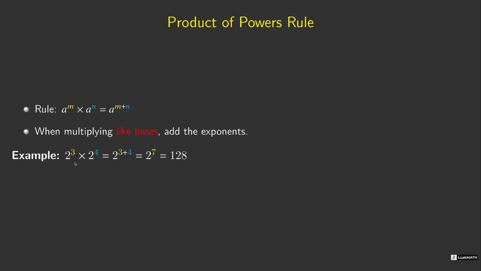Let's look at this example. 2 cubed times 2 raised to 4. Now, because the bases are the same, we add the exponents. So this becomes 2 raised to 3 plus 4, which is equal to 2 raised to 7. If you plug this into your calculator, you should get 128. We can check this using traditional methods by computing 2 cubed separately to get 8, and then computing 2 raised to 4 to get 16. Now, what is 8 times 16? Your calculator should also give you 128, which agrees with our first answer.